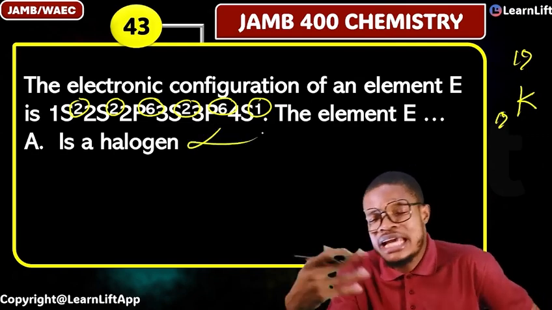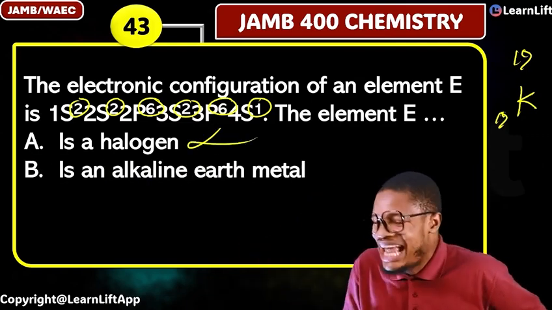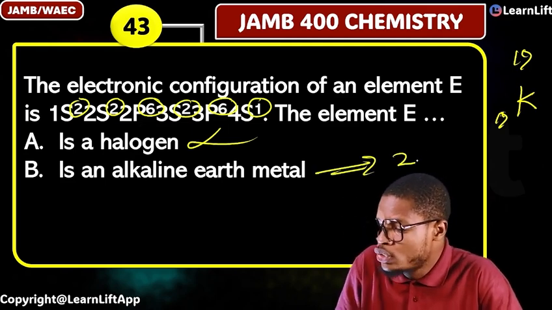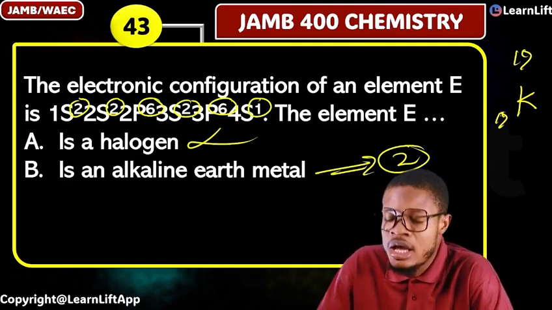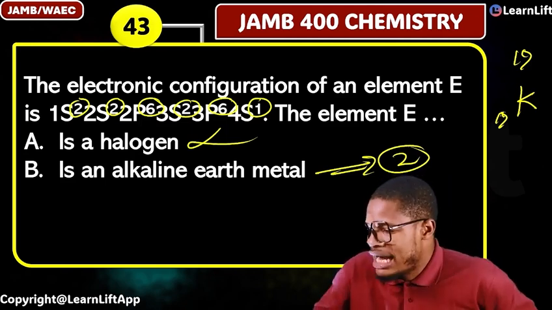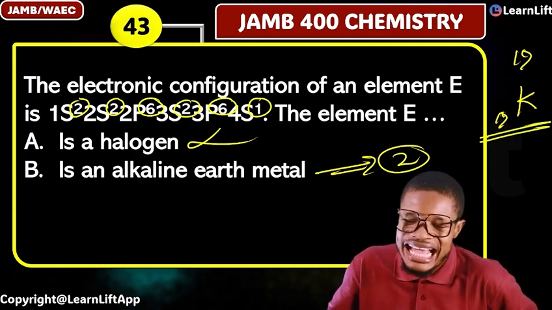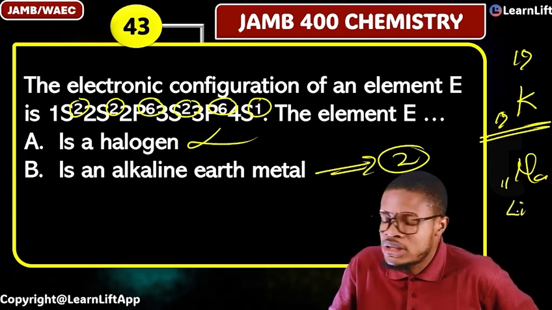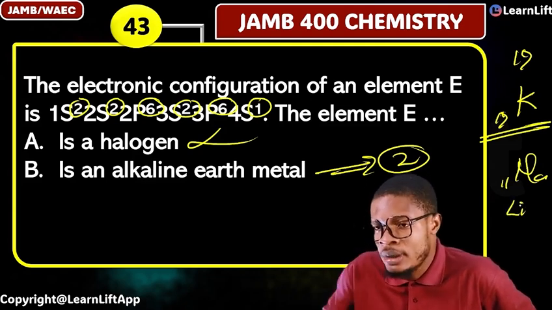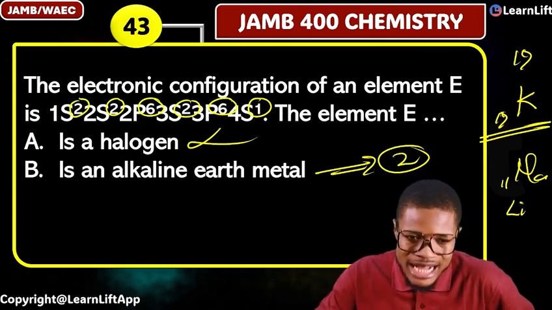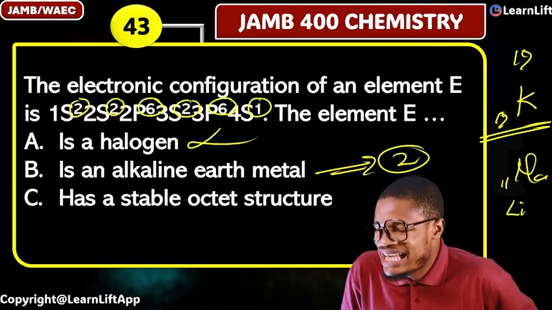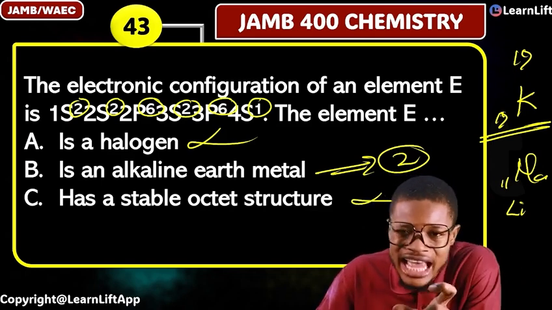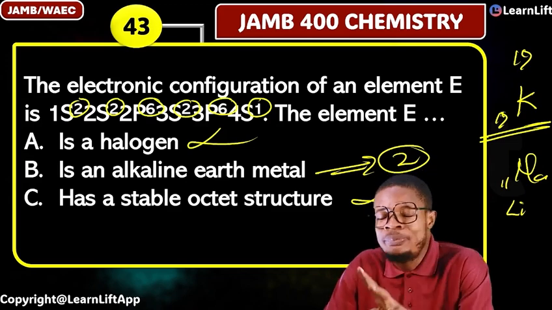Now, option A says the element is a halogen. That's not halogen. Halogens are in group 7, right? Option B says it is an alkaline earth metal. Alkaline earth metals are the group 2 elements. The group 1 elements are called the alkali metals. Potassium is in what? Group 1. Alkali metal. Sodium, number 11, is in what? Group 1. Your lithium is in your group 1, right? Hydrogen, helium, lithium. Your lithium, your sodium, potassium, they are in group 1, right? Beautiful. Now, option C says it has a stable octet structure. That is not true. It is the group 8 or the group O elements that have stable octet or duplet configuration.